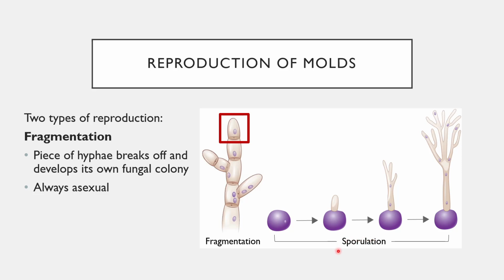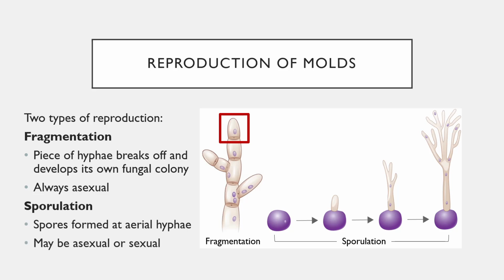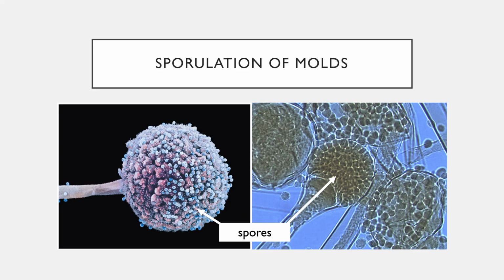There's also sporulation. So sporulation is the second type of reproduction that molds can exhibit. Spores, as we mentioned, are formed at the aerial hyphae of a mold, and sporulation can be asexual or sexual. We'll talk about both asexual and sexual sporulation in just a moment. But here's a close-up picture of spores formed in aerial hyphae of molds. Here we have an image under a light microscope, and here we have an image under an electron microscope.